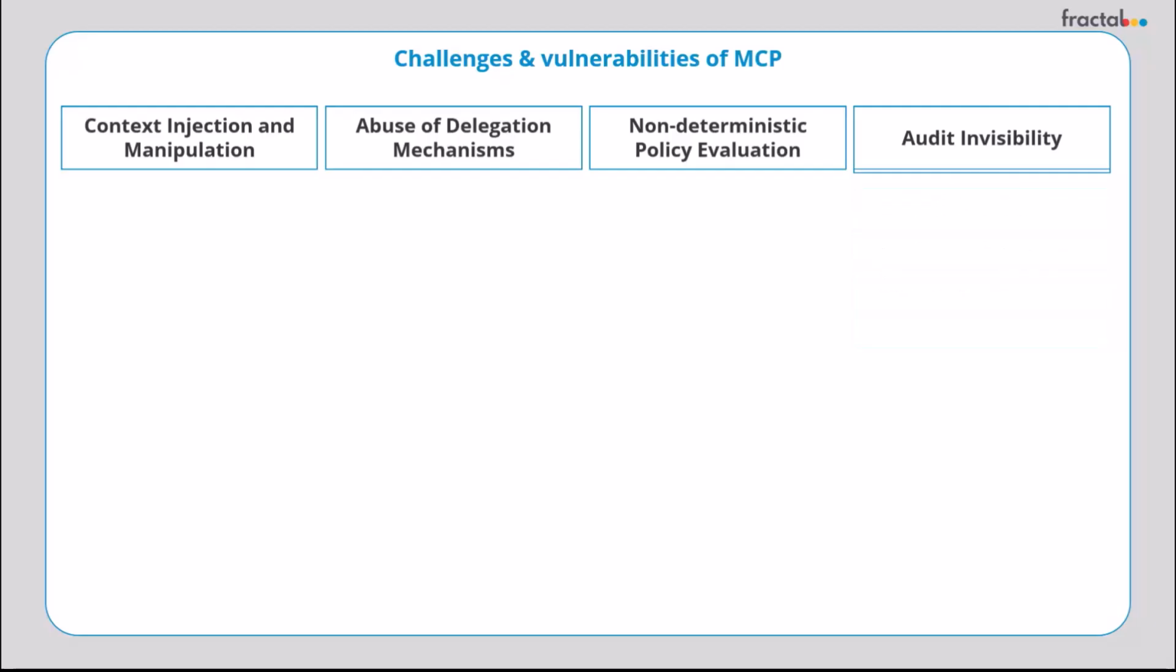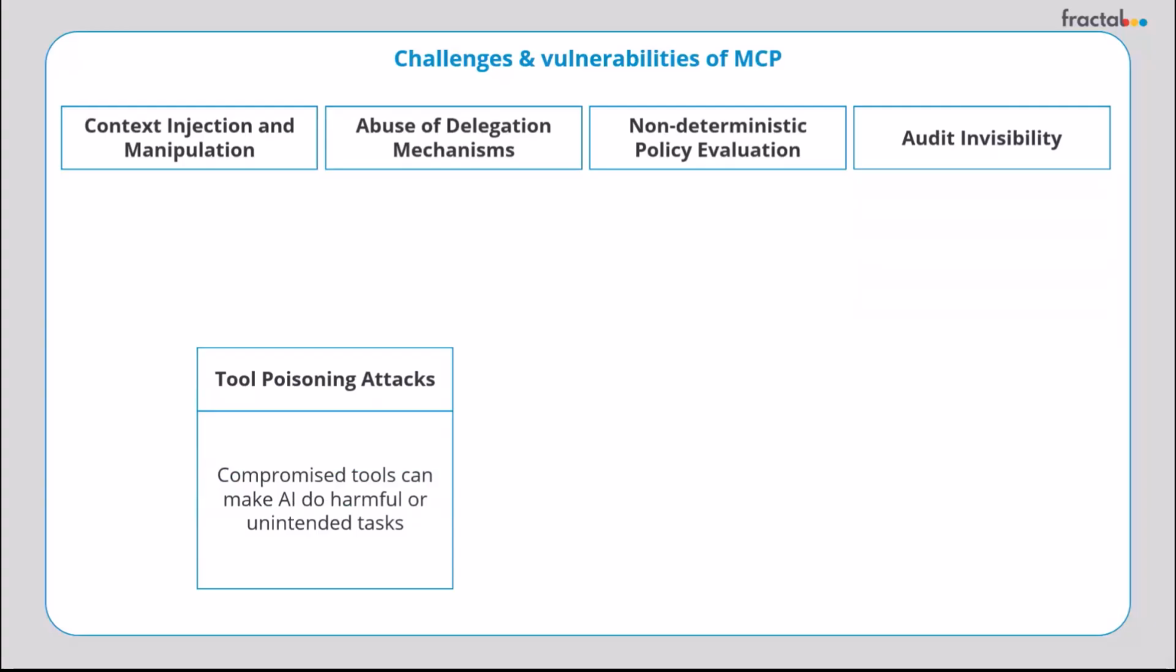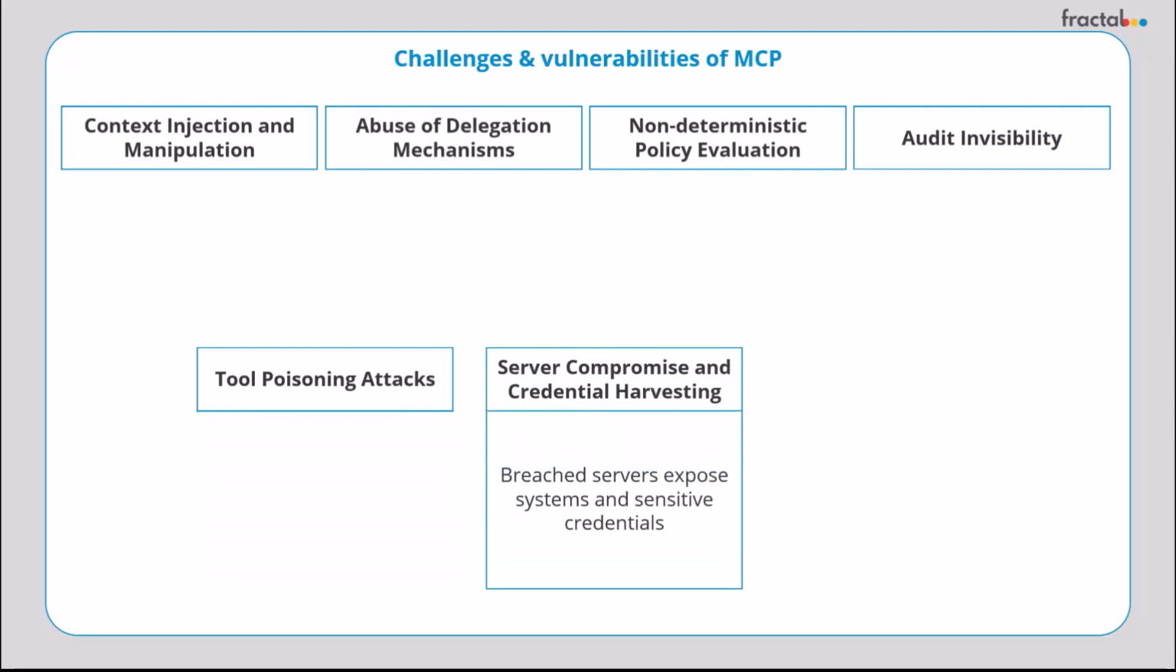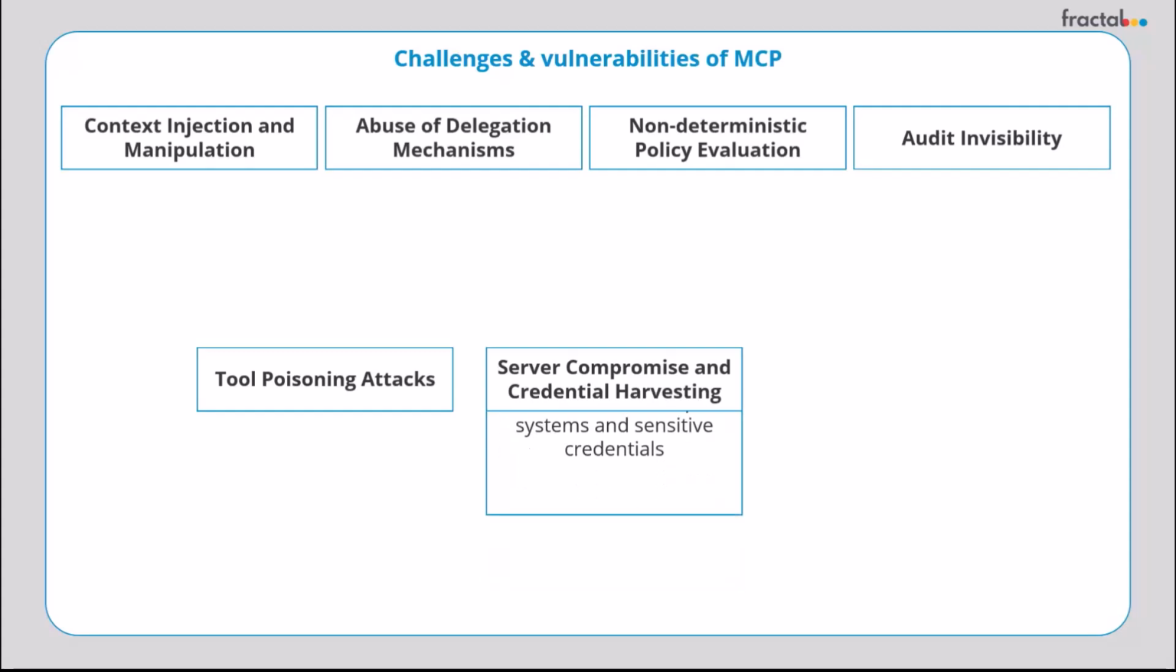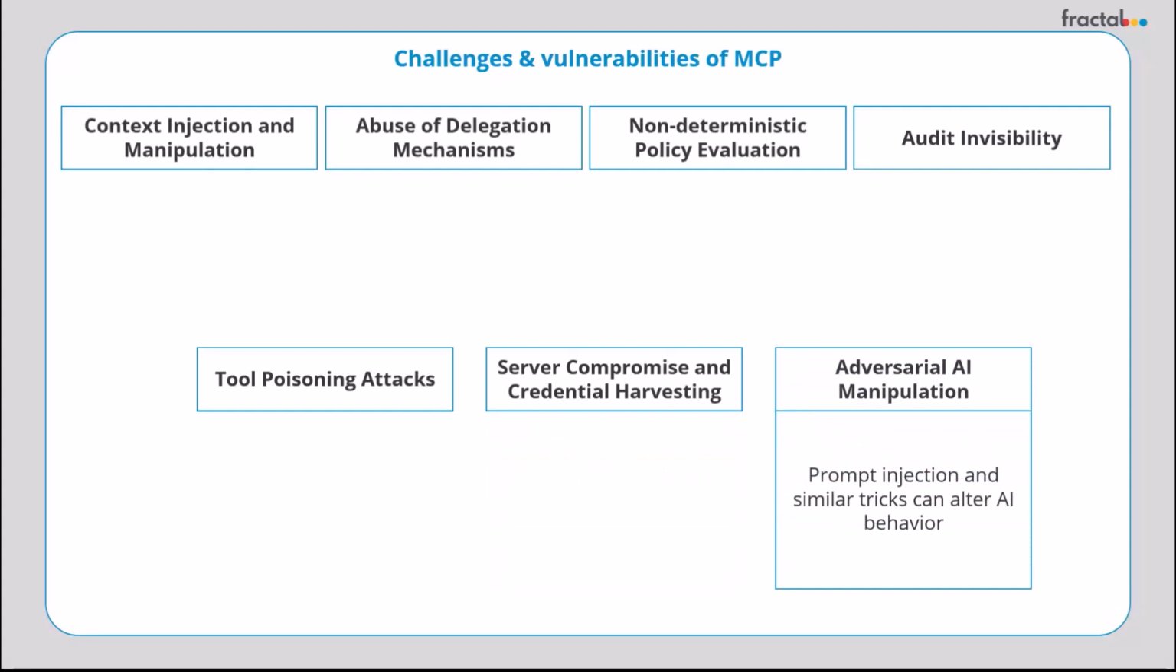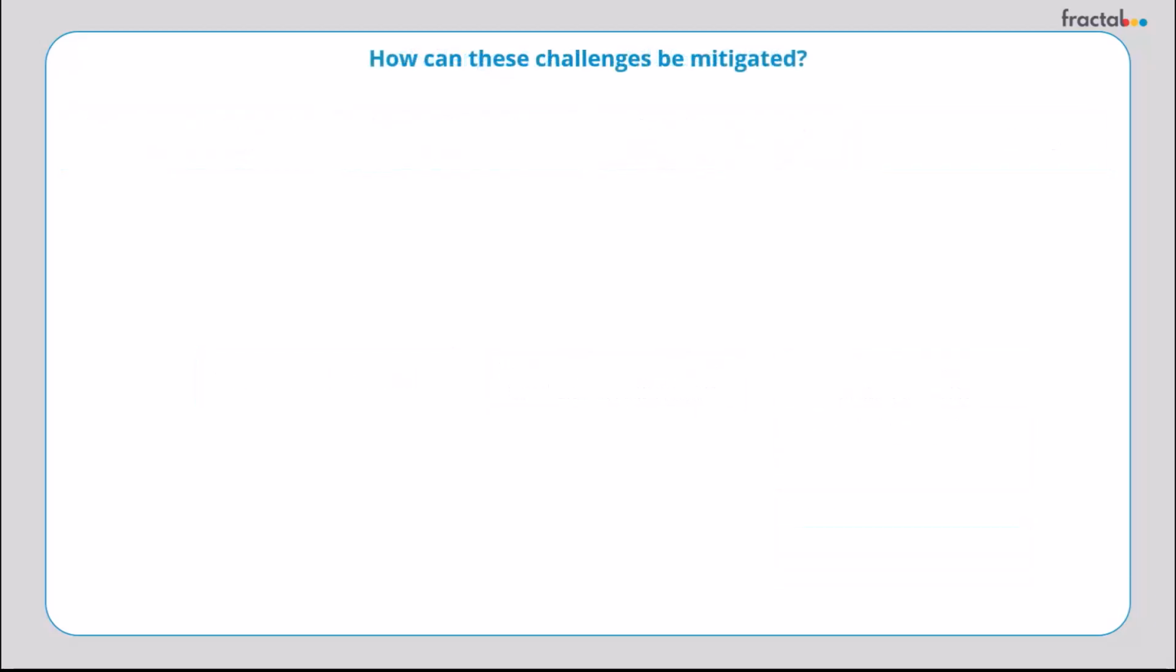to certain attacks. Tool poisoning attacks. Compromised MCP servers can inject malicious instructions into tool descriptions, causing AI agents to perform unintended or harmful actions. Server compromise and credential harvesting. If an MCP server is breached, attackers may gain access to connected systems and sensitive data. Adversarial AI manipulation. MCP's reliance on context makes it susceptible to prompt injection and other adversarial tactics that manipulate AI behavior.